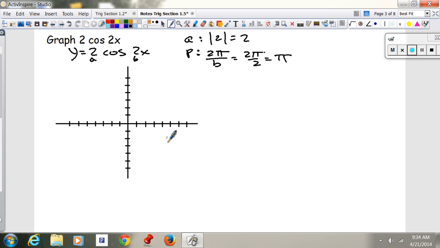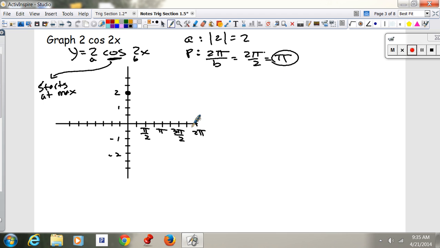So what I'm going to do then is, let's make this pi over 2 here. Let's make this pi. We'll make that 3 pi over 2, and then we'll make that 2 pi. So that'll be 2 rotations. Now, what kind of curve is it going to be? Is it going to be a bow tie or a V? It is a V because it's cosine. Cosines are always V's. So cosine starts at our maximum. That means that my maximum is going to be 2, right? 1, 2. So my maximum is right there. My minimum would be a negative 2. Now, it's going to start at a maximum, and my period is pi. It's going to end at a maximum.